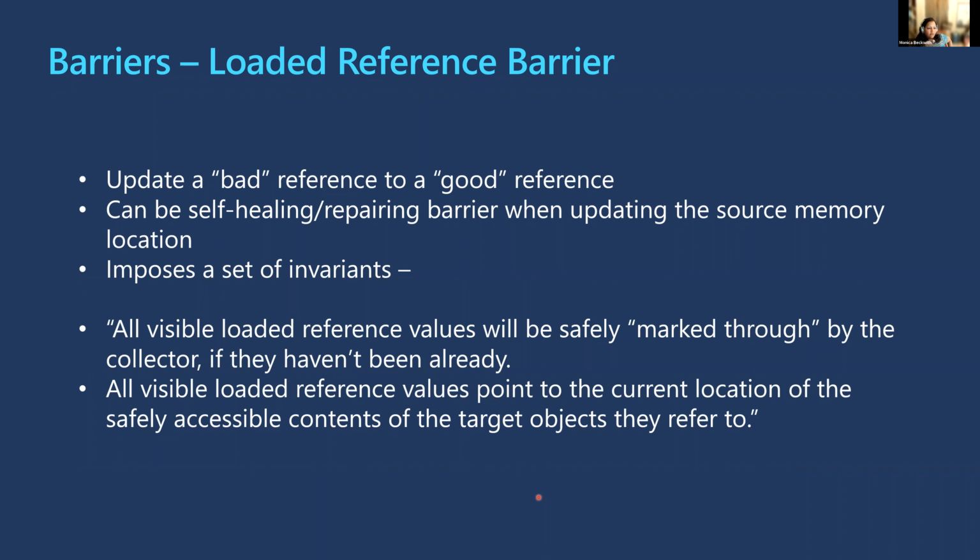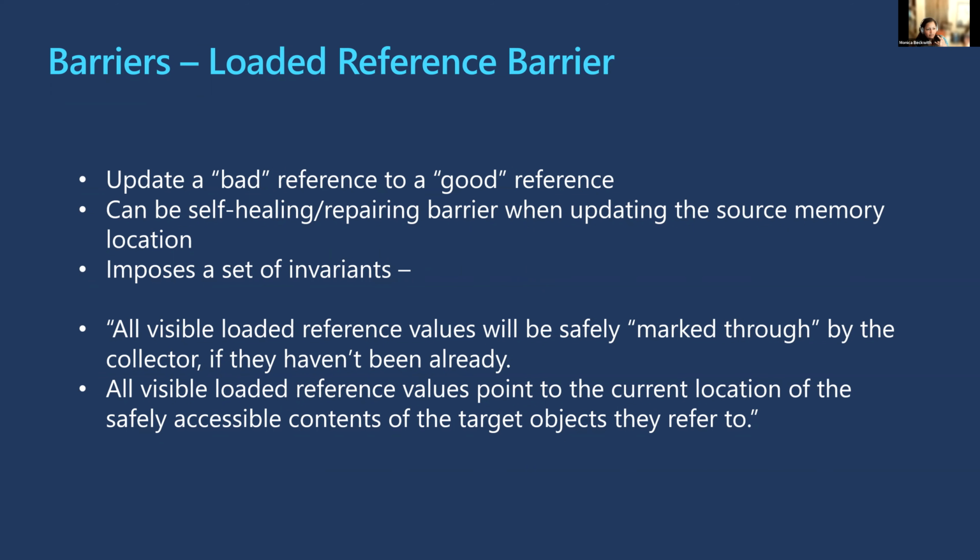If you have a visible loaded reference value, the guarantee is that it will be safely marked through. So we will mark it, right? If it's not done, somebody is going to do it. Either the collector does it or the collector asks somebody's help to do it, but it will be done. That's a promise. And it will always point to the current location of a safe place where we can access the target object. So anytime you look at the loaded reference value, it would always point to the right place. The guarantee is that you will never see a stale value, basically.